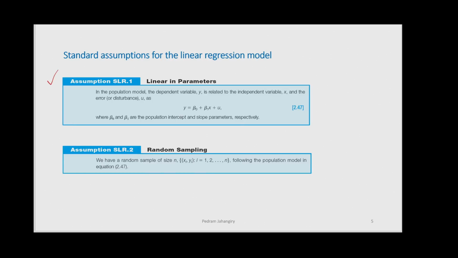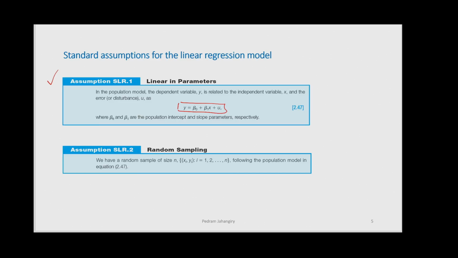So assumption number 1, it's linearity in parameters. So the model should be linear in parameters. So let's read through the assumptions. It says that in the population model, the dependent variable y is related to the independent variable x and the error or disturbance term u. And this is a relationship, right? Where beta 0 and beta 1 are the population intercept and slope parameters. So the key term is that the entire model is linear in parameters.